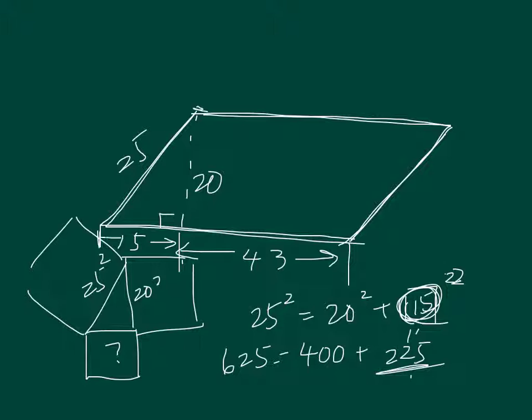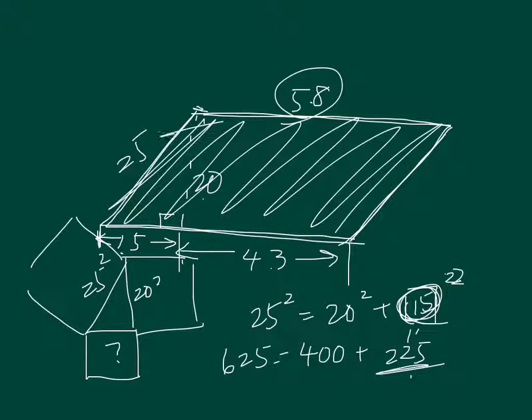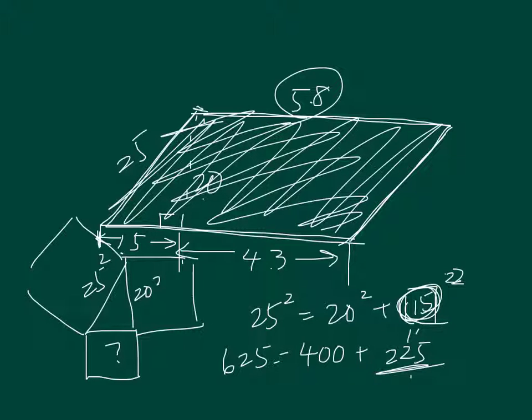Now we can find the base. So the base is 15 plus 43, which is 58. And now all we have to do is base times height. So 58 times 20 will be the area of the parallelogram. So we can use lots of different ways like this, finding the missing areas, finding the missing lengths, and so on and so forth. And that's what we did in Investigation 3C.